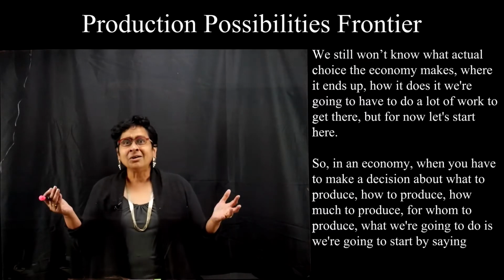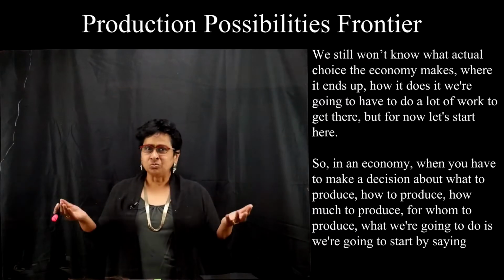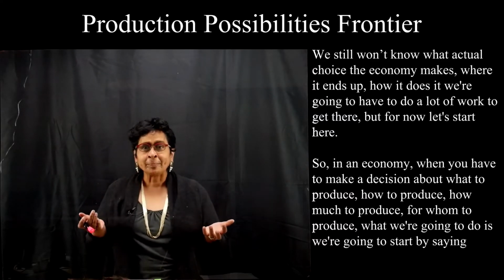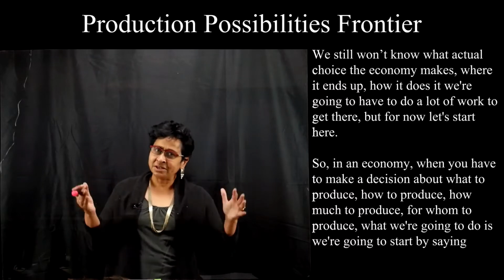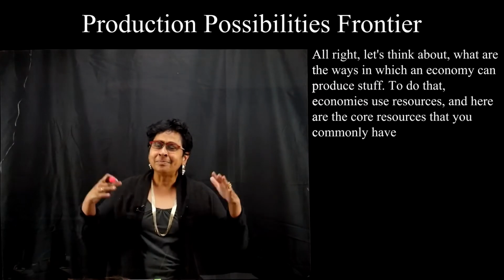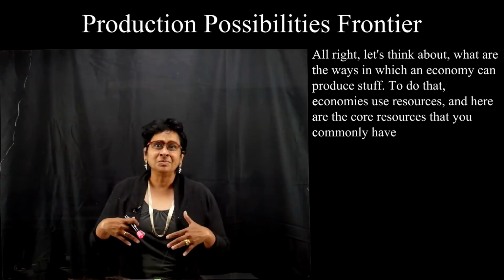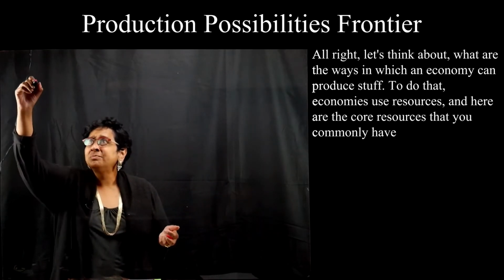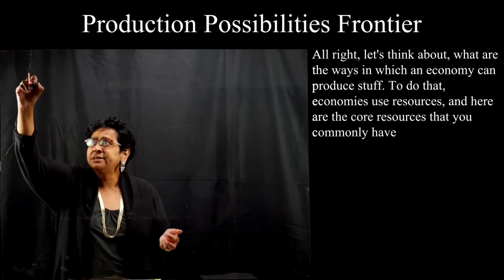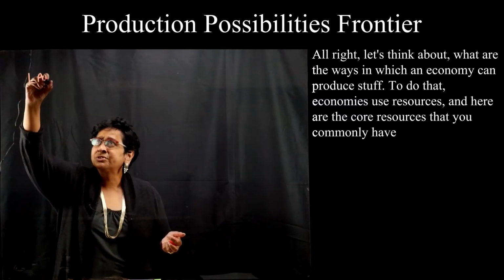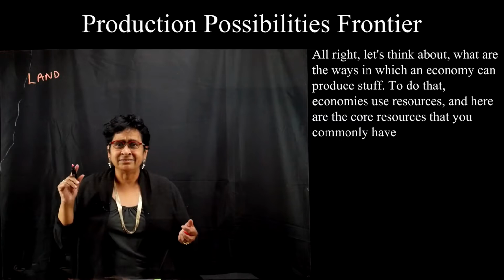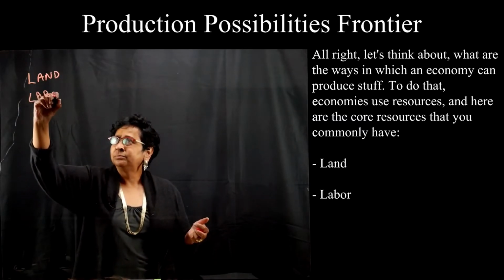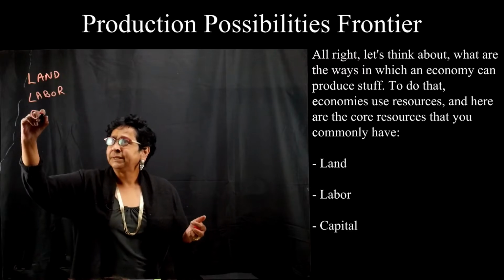So in an economy, when you have to make a decision about what to produce, how much to produce, for whom to produce, what we're going to do is start by saying, all right, let's think about what are the ways in which an economy can produce stuff. To do that, economies use resources. And here are the core resources that economies have: land, labor, capital.